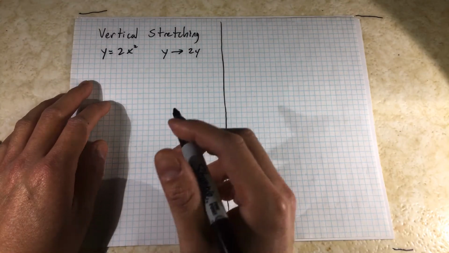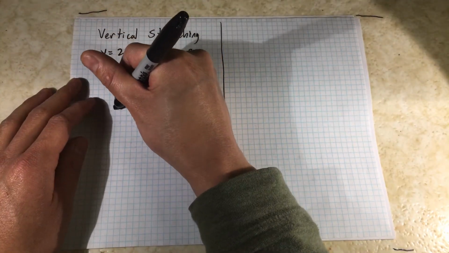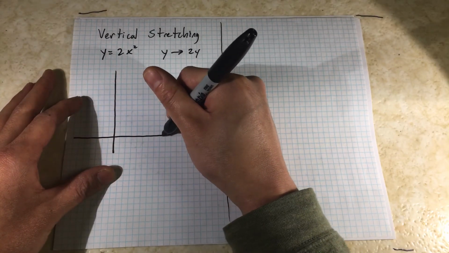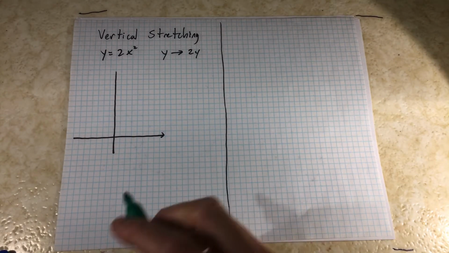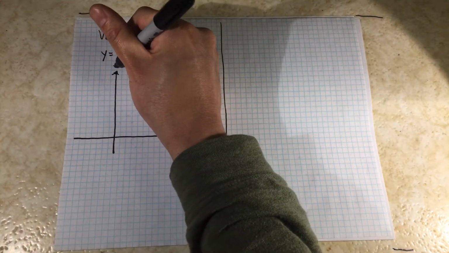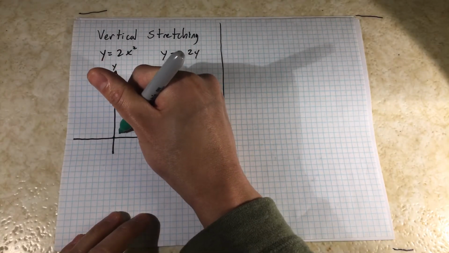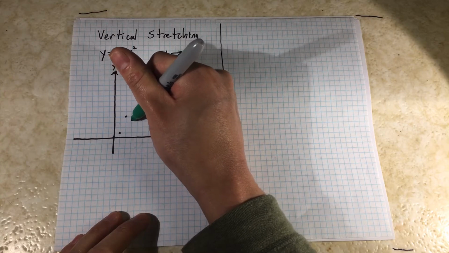So if we have our graph, let's graph it. Let's start off with our toolkit function again here. So this is x, this is y. So our toolkit function starts at 0, 0, 1, 1, 2, 4, 3, 9.